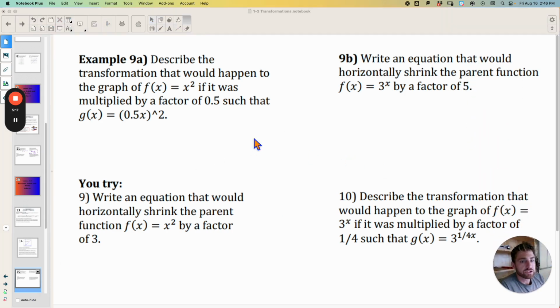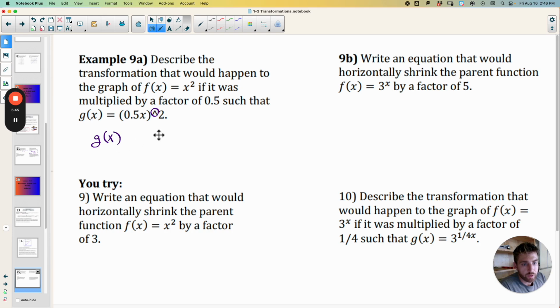Example 9a. Describe the transformation that would happen to the graph f of x is equal to x squared if it was multiplied by a factor of 0.5 such that g of x is equal to 0.5x raised to the second. And I'm actually going to rewrite this, remember this is the caret symbol on your calculator. It just puts whatever number is after it up into the exponent. So I'm going to rewrite this as, in parentheses, 0.5x raised to the second.